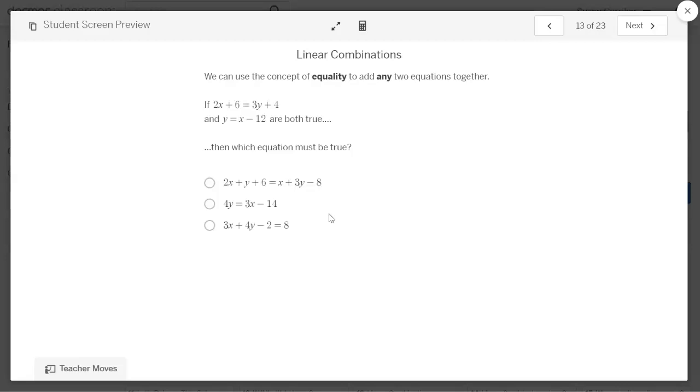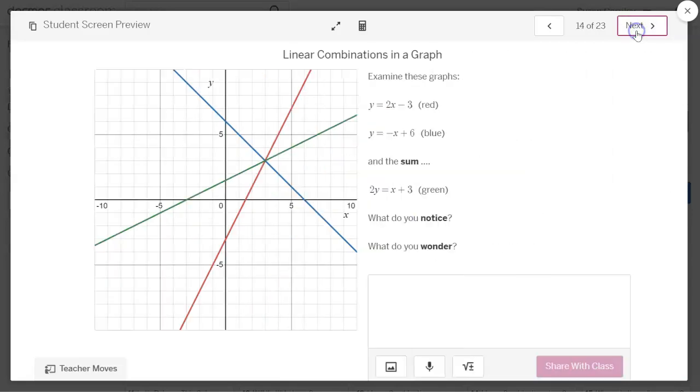And I would spend some time thinking about this, because this is the entire idea behind using the elimination method or the linear combinations method, whatever you want to call it. This is the foundation of it right here on slide 13. So stop here and have some talks, get that in our heads before we proceed.